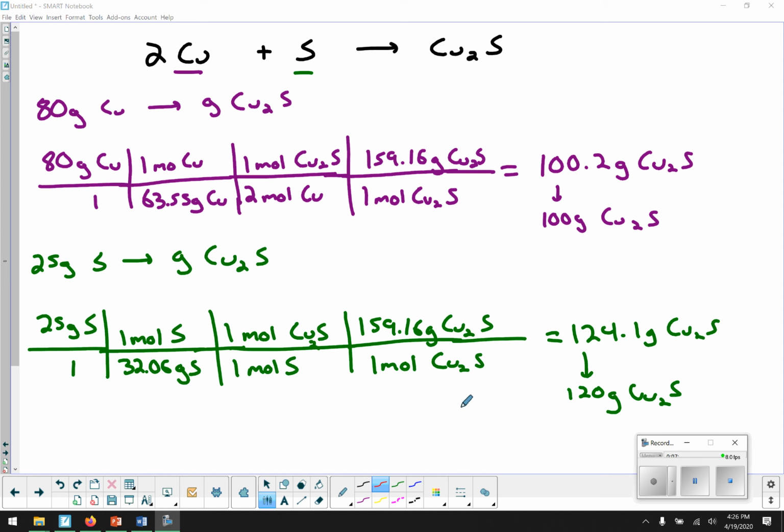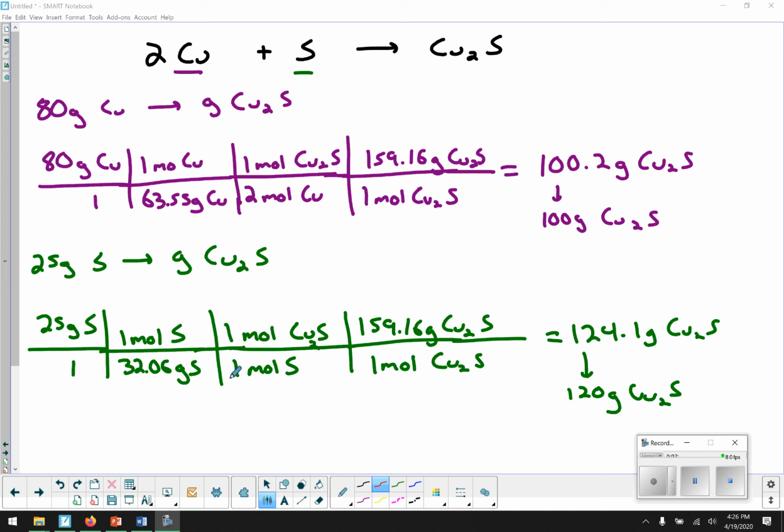And I found that with 80 grams of copper, I have enough copper to make 100.2, which I rounded for sig figs down to 100 grams of copper 1 sulfide. So 80 grams of copper can make 100 grams of copper 1 sulfide. I did the same thing with sulfur. I started with 25 grams of sulfur and converted to copper 1 sulfide.